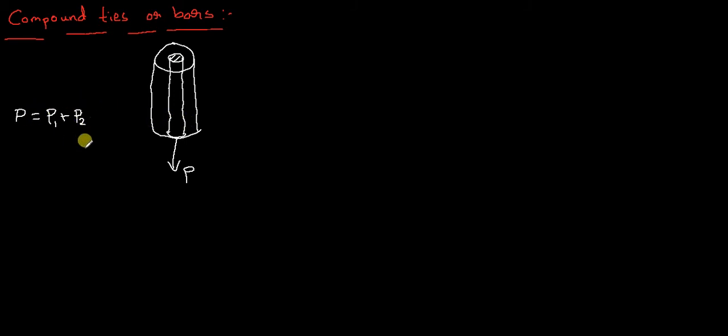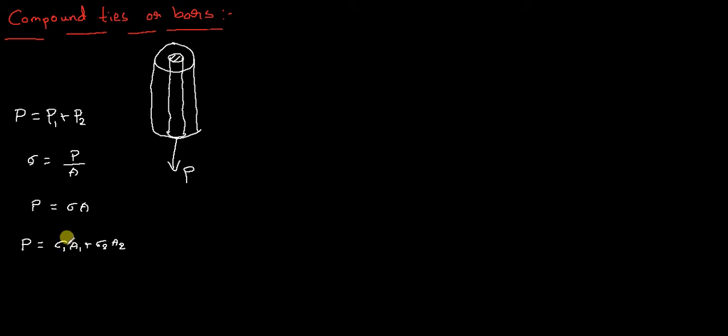It may be steel and it may be brass or some other materials, depending upon what we consider. So the total load can be written as the sum of the two loads shared by the two different materials. From the knowledge of stress, we already know that sigma is equal to load by area. So load is equal to sigma into area. In the same way, P1 is equal to sigma 1 A1, and P2 is equal to sigma 2 A2. So in place of that, the total load P that we have applied over the entire bar is equal to sigma 1 A1 plus sigma 2 A2.